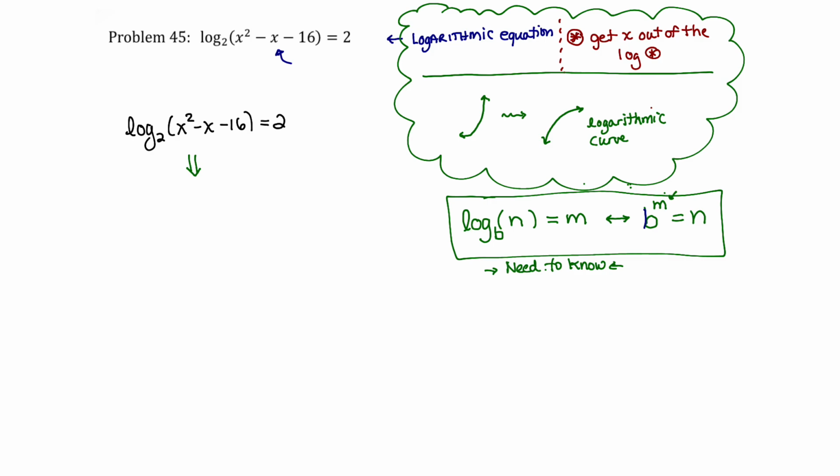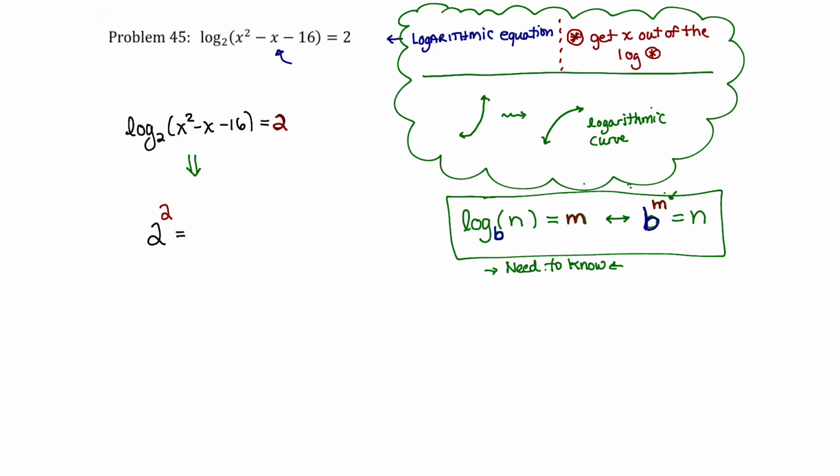Again, we want to pay attention. Your base is always located down in the base, so that will be my base. So this logarithmic equation translates into 2 being my base. And then notice my exponent in the logarithmic equation is actually the result on the right side of the logarithmic equation. And so that means that this 2 on this side actually becomes my exponent.